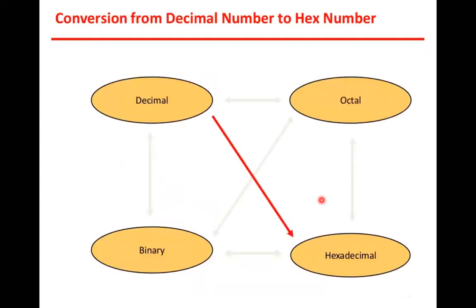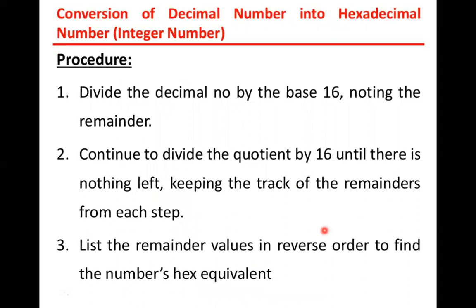So this is a conversion of decimal into octal. Let's see how the decimal number goes to hexadecimal. First we have seen decimal to binary, decimal to octal, and now decimal to hexadecimal. Divide the decimal number by the base 16, noting the remainder, continue to divide the quotient by 16 until there is nothing left, keeping track of the remainders from each step. List the remainder values in reverse order to find the number's hexadecimal equivalent.